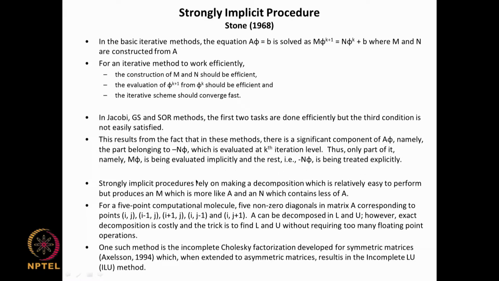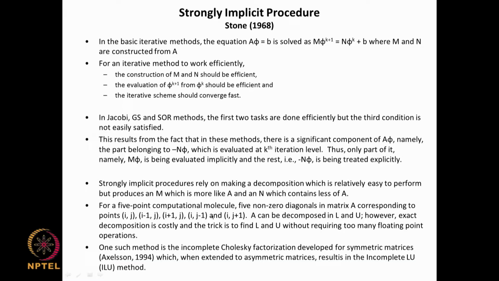Strongly implicit procedures rely on making a decomposition which is relatively easy to perform, so that the construction of M and N is efficient, but in which M is more like A. If M is more like A, then that means more of A phi is being treated implicitly and less of it is remaining in N phi. So, this is the basis for the strongly implicit procedure. Okay. So, how does it actually work? The idea is good, but how does it actually work?